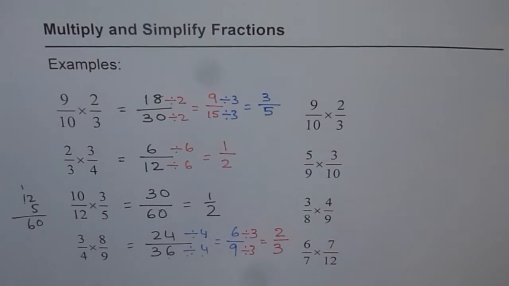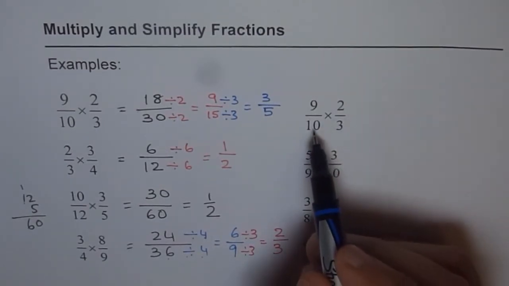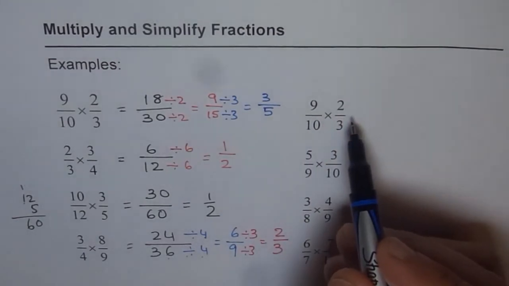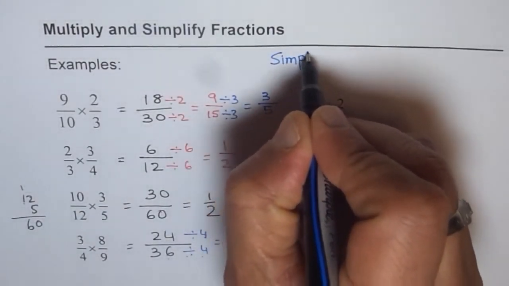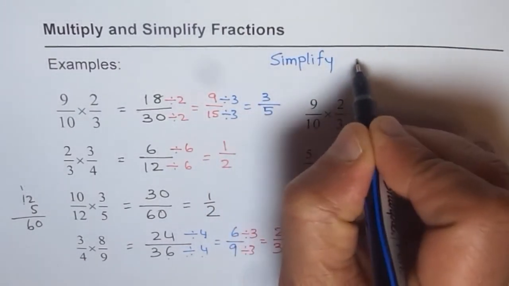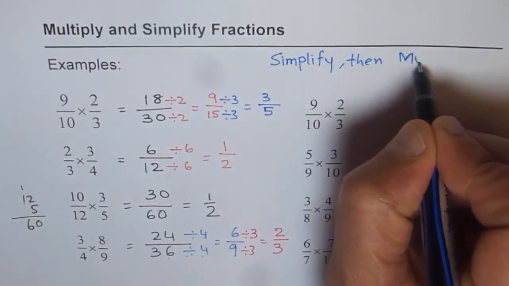Now that is one way of doing it. Now I'll teach you alternate way of doing it. So this is very fast. That is, first simplify and then multiply. So here the strategy is simplify and then multiply.